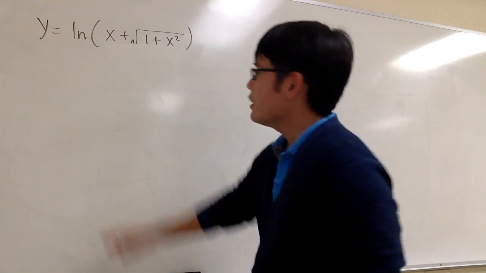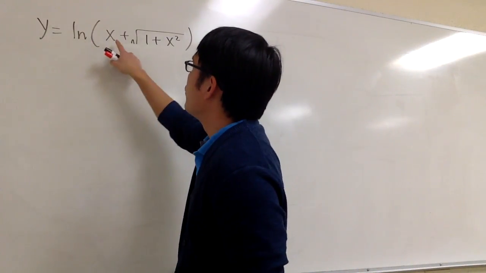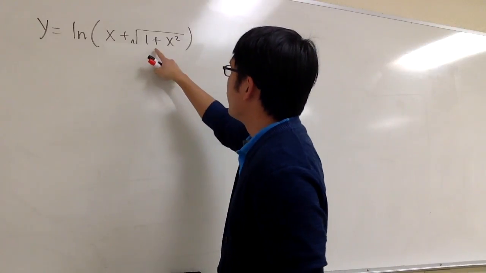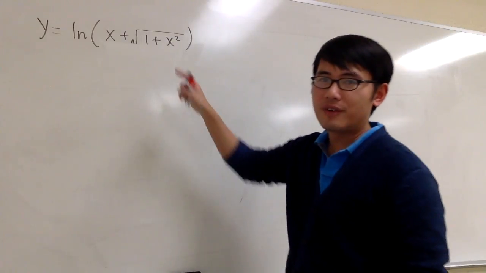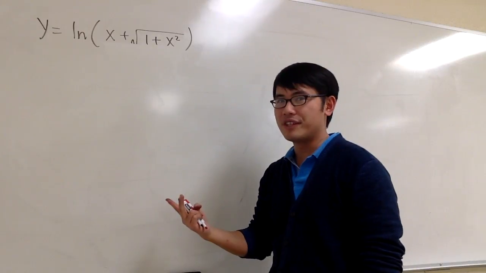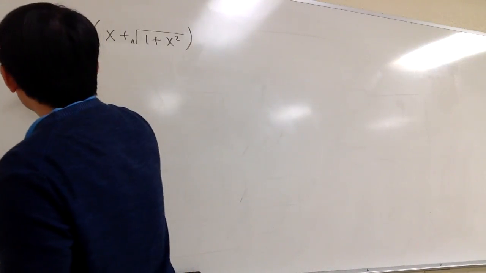Let's look at this equation. Y is equal to ln of x plus square root of 1 plus x squared. And we are going to find its first and second derivative. Begin with the first derivative.